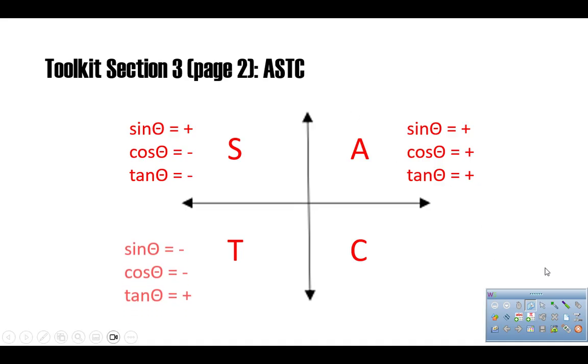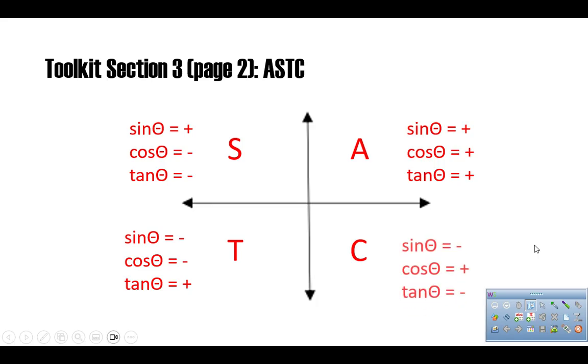The T means that tangent is the only one that's positive in quadrant 3. So sine and cosine are negative. And then in quadrant 4, it tells us that cosine is positive, meaning that sine and tangent are negative. So again, all students take calculus. A, everything's positive. S, only sine is positive. T, tangent is positive. C, cosine is positive.